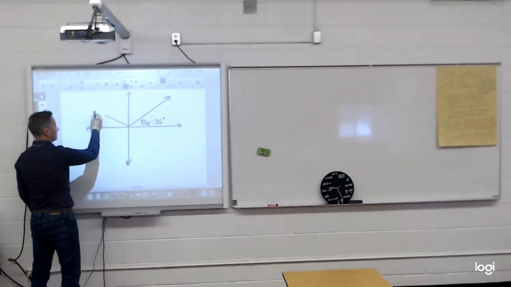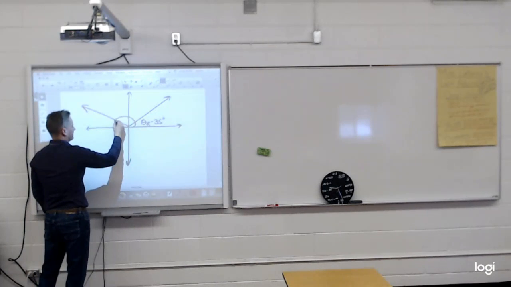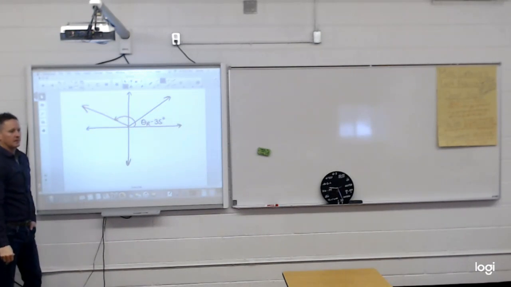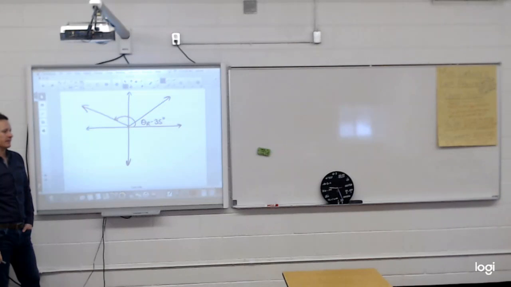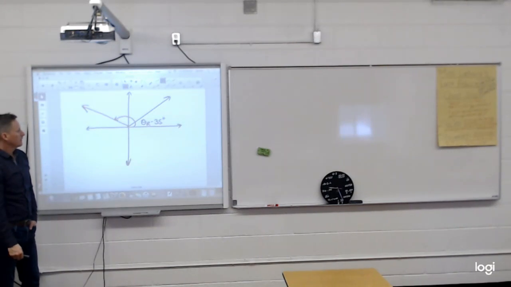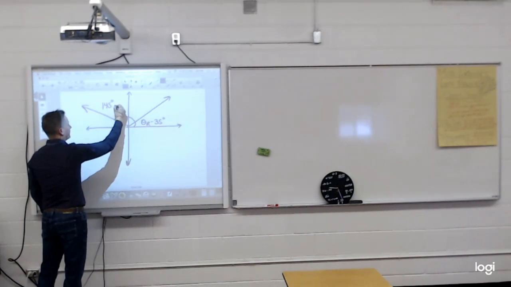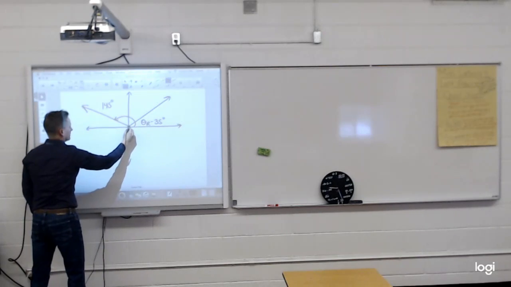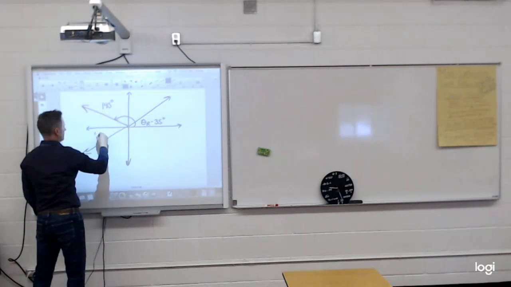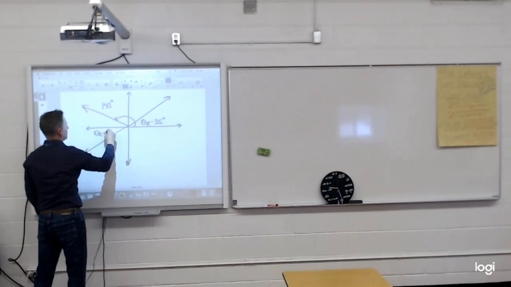So, what does this measure then? How do I find it? Somebody put up your hand and tell me. Aaron, go ahead. 180 minus 35. What's 180 subtract 35? 145. All right. Brooke, down here. 180 plus your 35. Exactly.